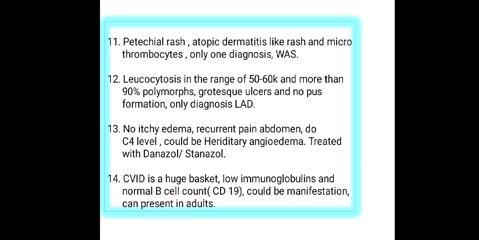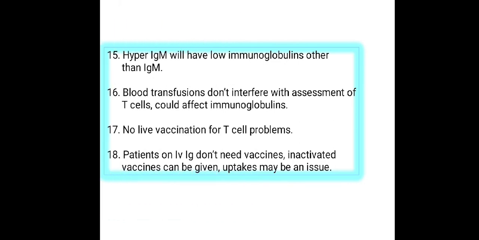Common variable immune deficiency is a huge basket. Low immunoglobulins and normal B cell count could be a manifestation. They can even present in adults. Hyper IgM will have low immunoglobulins other than IgM. Blood transfusion doesn't interfere with assessment of T cells, but it could affect immunoglobulins. No live vaccination for T cell problems. Patients on IVIG don't need vaccines, but inactivated vaccines can be given, though immunity development will be an issue.